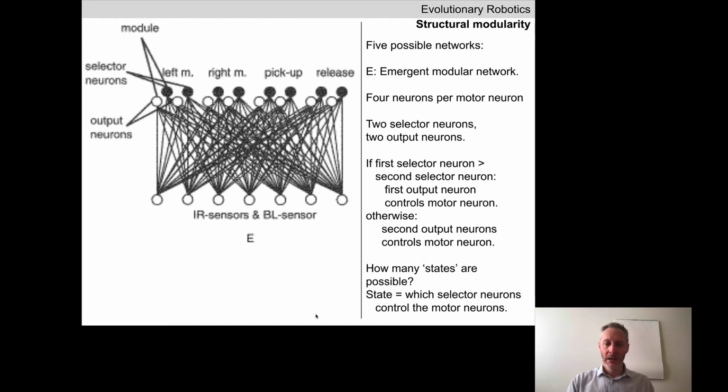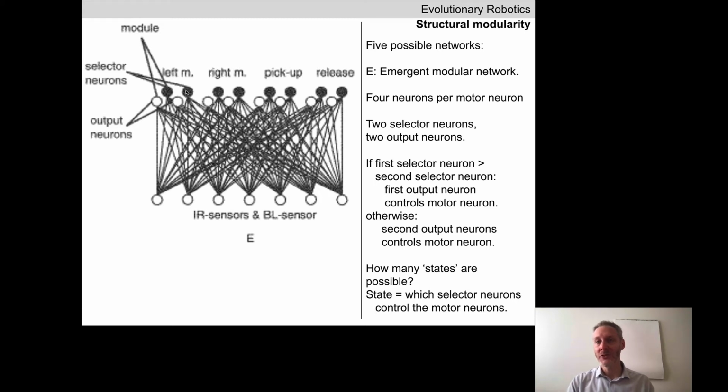Okay. I put a question down here to, again, hopefully help you build up an intuition for network E. We can ask how many states of this network are possible. We haven't really talked about network states before. It didn't really make sense, but now it starts to make sense. If we imagine a state as which selector neuron within a pair is in control, we have two states here. Either the left selector network is in charge or the right one is.